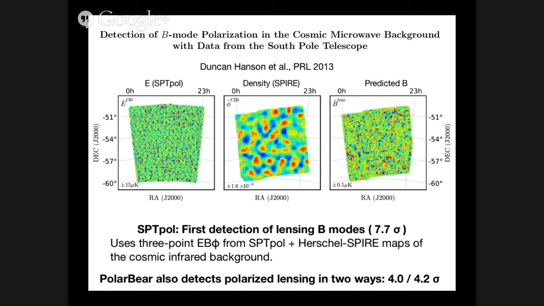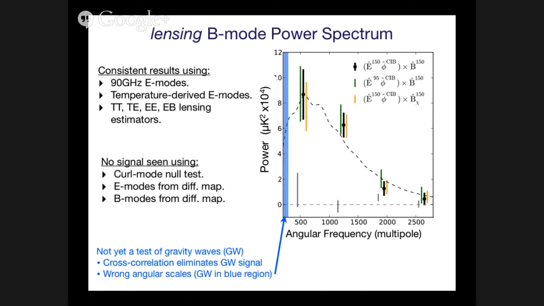POLARBEAR has also done a separate analysis that's not a cross-correlation, internally using CMB polarization, led by Chang here in the audience, to get a detection at 4.2 sigma as well, using CMB polarization alone, of the lensing B-mode. So we're now actually seeing this polarized lensing signal for the first time. And you can put band powers on, like C_l^BB, and check whether they're consistent with your predictions of the standard cosmological model. And we find that they are.